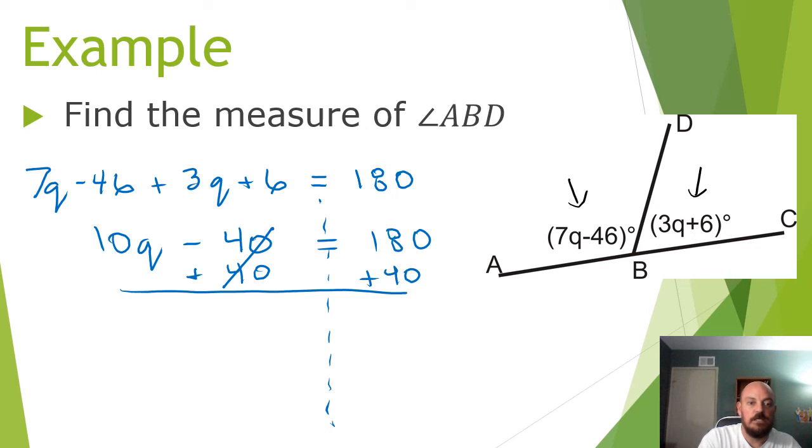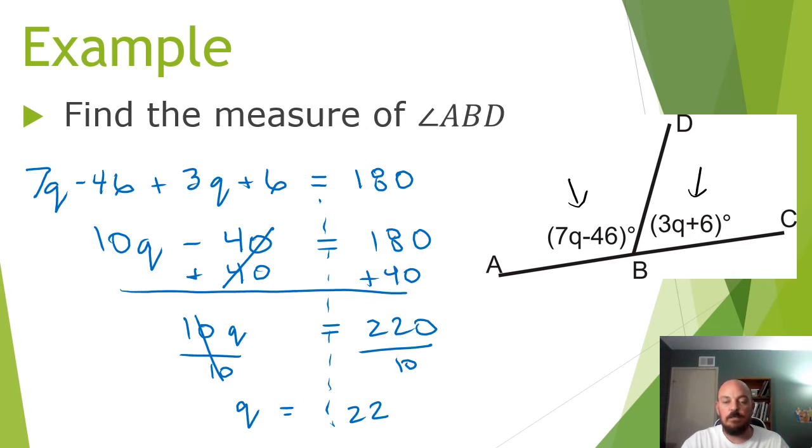That's gone. That leaves just 10q on this side. And 180 plus 40 is 220. And to finish solving for q, we'll get rid of the 10 by dividing both sides by 10. And q ends up equaling 22.